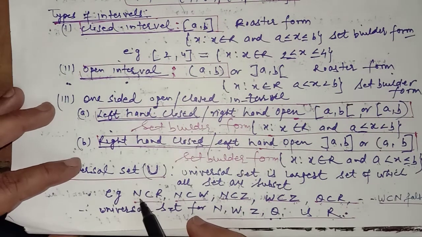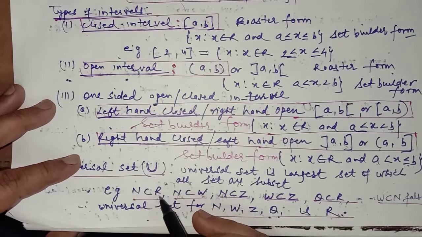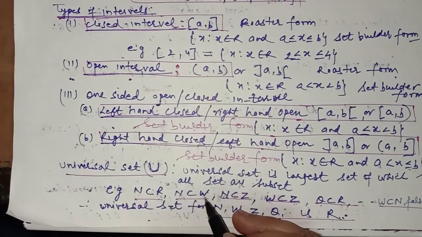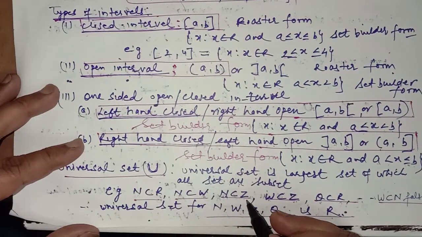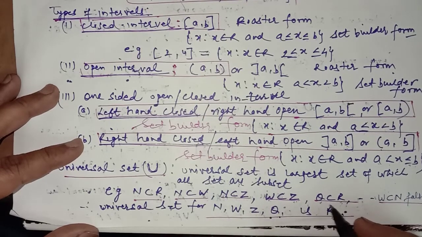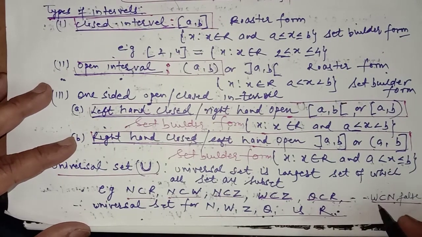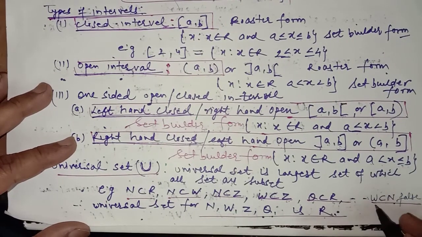For example, natural number is in the real number, so we can say that for the natural number its universal set will be real number. Natural number is a subset of real number. Natural number is a subset of whole number. Natural number is a subset of integers. Whole number is a subset of integers. Rational number is a subset of real numbers. Whole number is a subset of natural numbers? False, because there is the element 0 which does not belong to set N, so it is false.